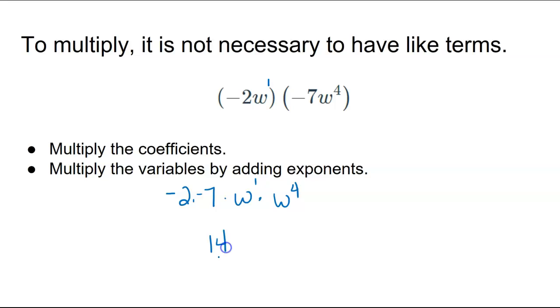Negative 2 times negative 7 becomes positive 14. 1 plus 4 becomes 5. There are 5 w's. Remember, our rules for addition are different than our rules for multiplication.